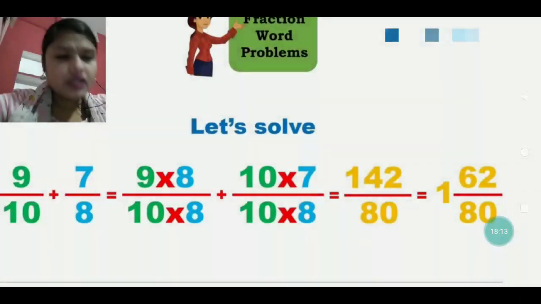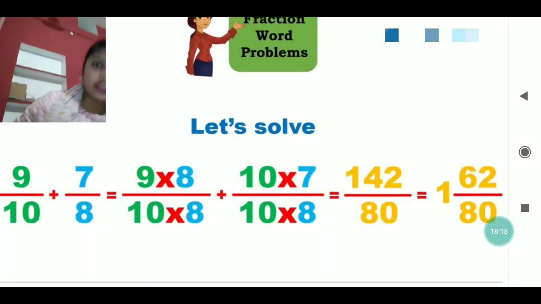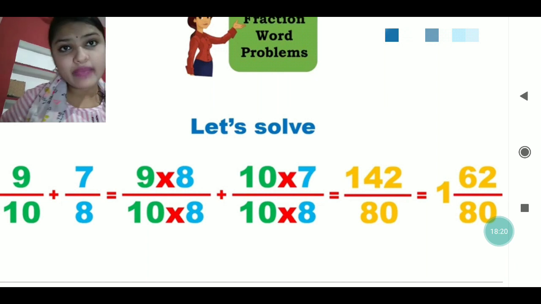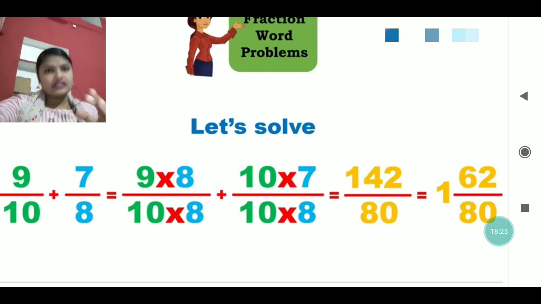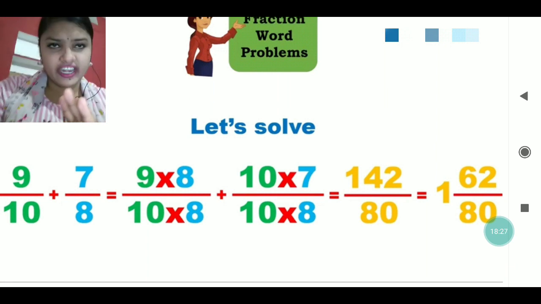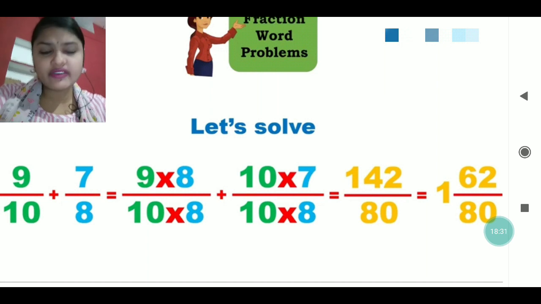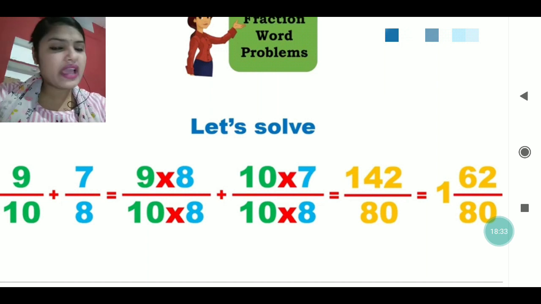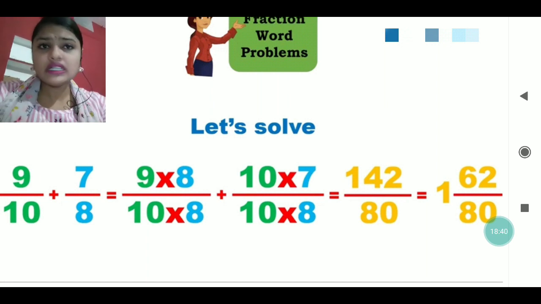Just see. It was given that 9 by 10 was the lesser weight. The weight was less than an average born baby weight, average born rabbit weight. So 9 by 10 is the weight given, lesser weight. So plus 7 by 8. 7 by 8 kilogram was the weight at the birth, when that rabbit was born, at that time 7 by 8.